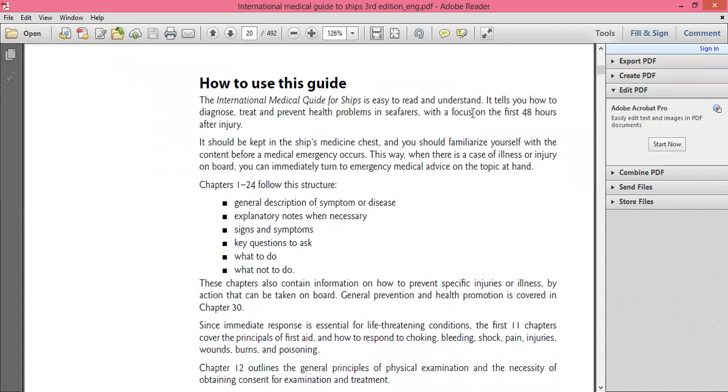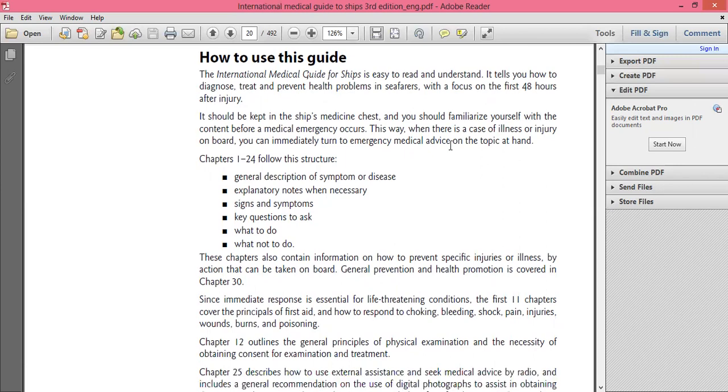For chapters 1 to 24, you have to follow this structure: general description of symptoms of disease, explanatory notes when necessary, signs and symptoms, a few questions to ask, what to do and what not to do. These chapters also contain information on how to prevent specific injuries or illness by action that can be taken on board. General prevention and health promotion is covered in chapter 30.